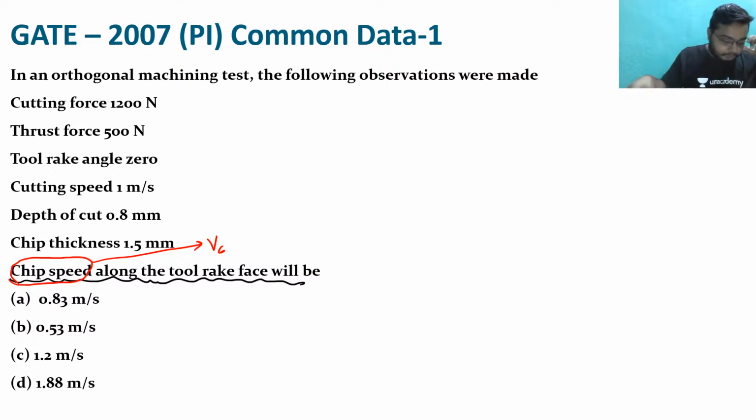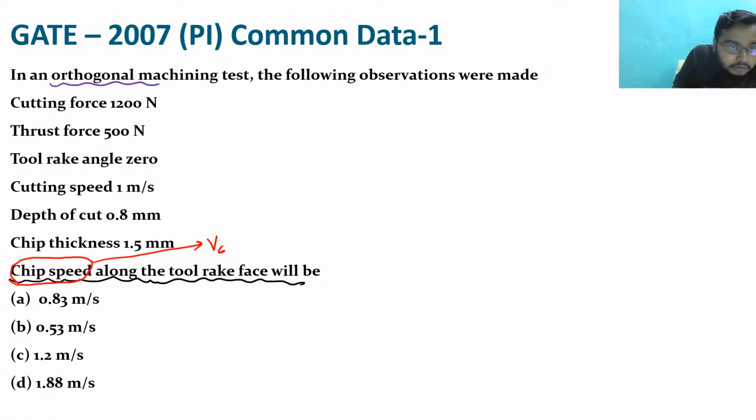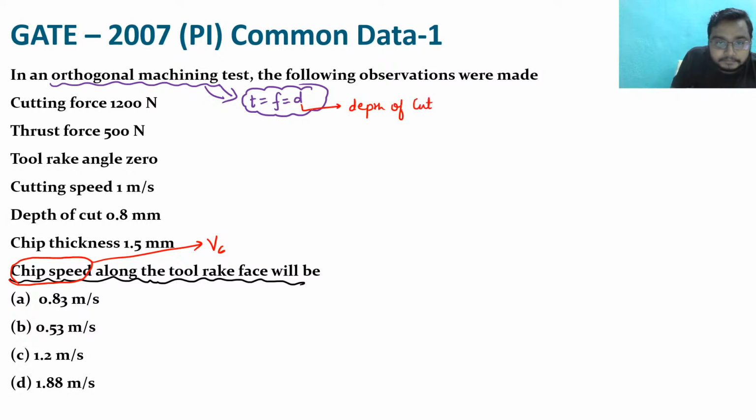Okay, see, I have given you enough time. This is orthogonal machining, right? So in orthogonal machining, you know that t is equal to f is equal to d. Always keep in mind, what is d? d is your depth of cut. What is f? Feed. What is d? Uncut chip thickness.